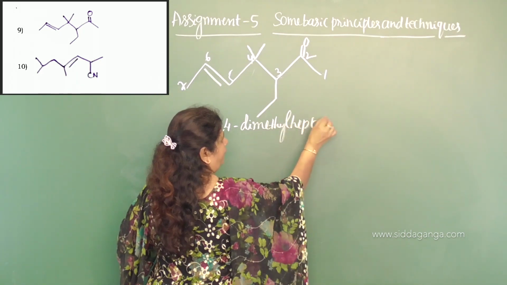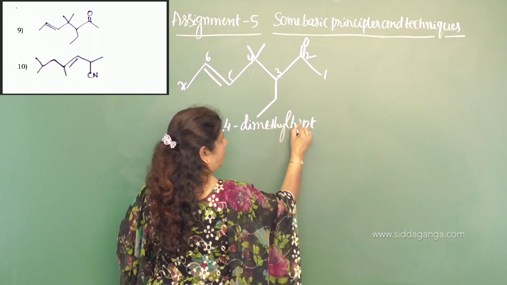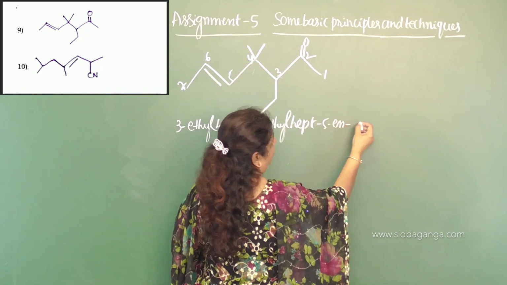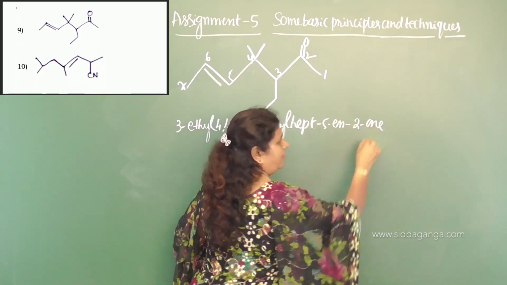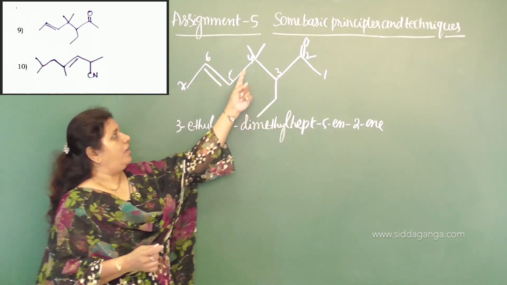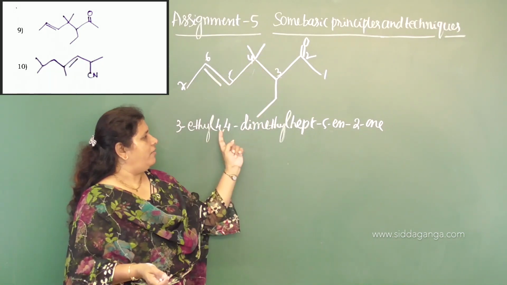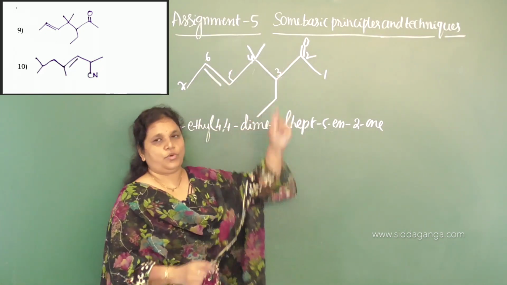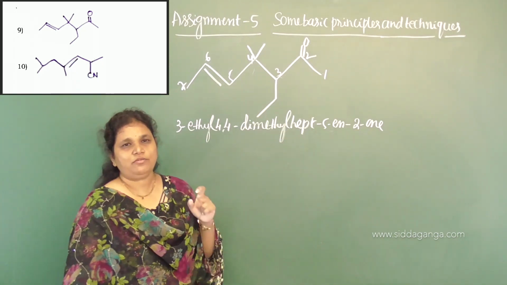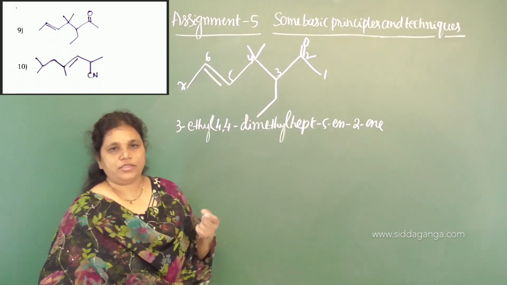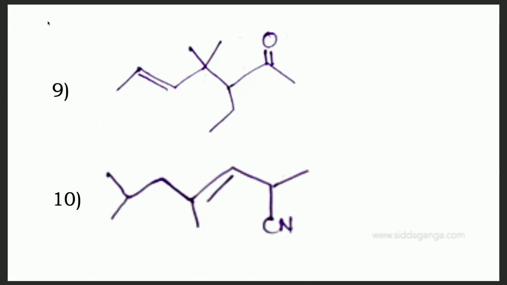Hept is the root word for 7 carbon atoms. We need to use hept. Hept-5-ene-2-one. One is the secondary suffix for ketone. Therefore, 3-ethyl, 4,4-dimethyl hept-5-ene-2-one. On the second carbon we have the ketone functional group. Therefore, it is 5-ene 2-one. Clear? Now, move on to the 10th compound given, the last bond line formula.